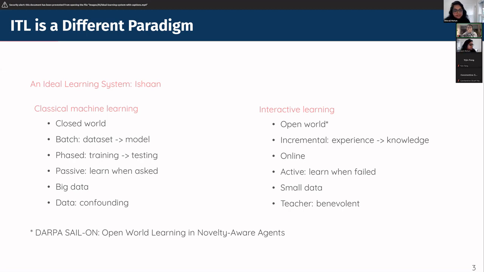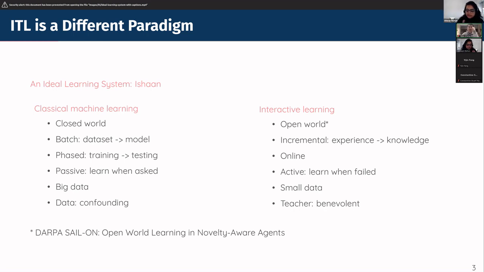Another assumption that's different from a classical machine learning setup is that we assume that there is a teacher who's helpful to the learner, right? The teacher is trying to train the learner. The teacher is trying to help the learner get to the right task execution or right behavior. And again, this is very different from classical machine learning, where you want to get as much data as possible, because then you can get rid of all the confounds, and you can get to the general pattern that applies, right?